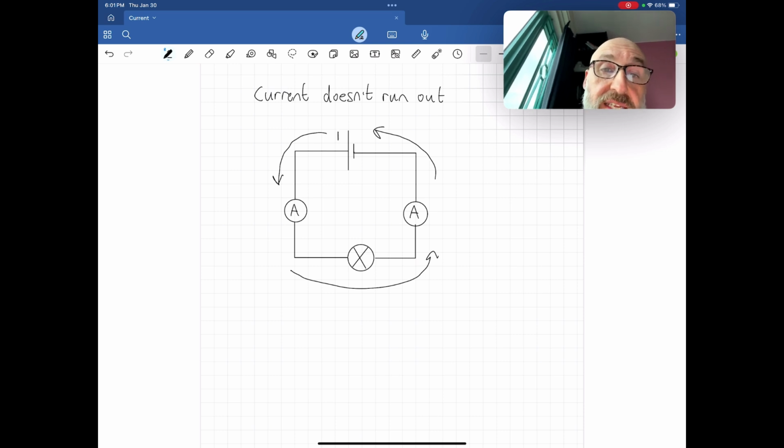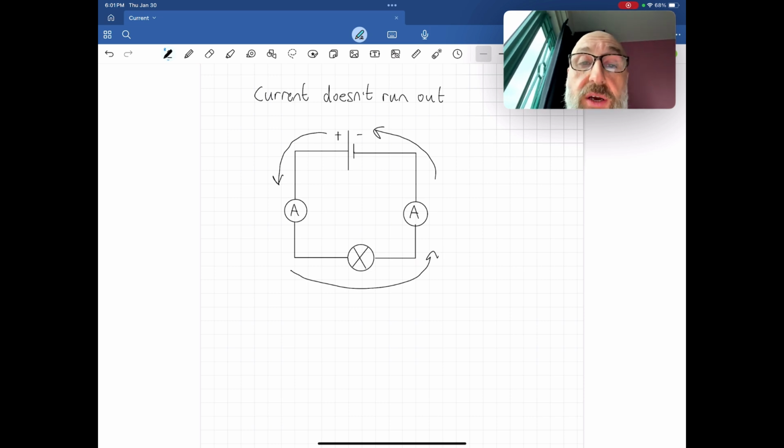This side of the cell is called positive. It's always the longest side. That's how you can tell. This one's negative. And we always draw electric current as though it goes from positive to negative, even if we know electrons won't actually do that. But that's for another video.